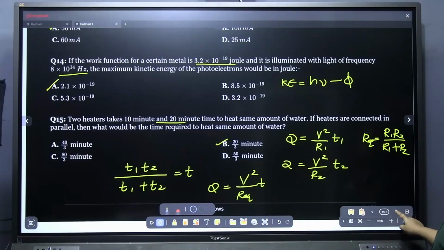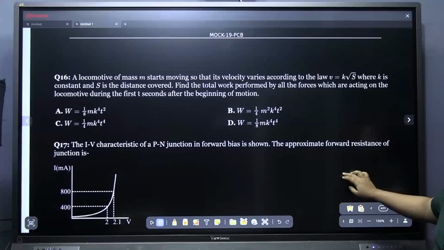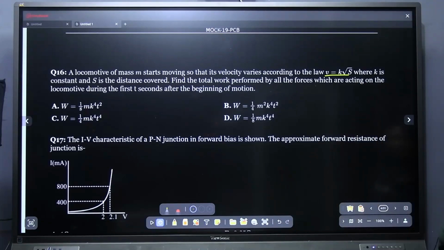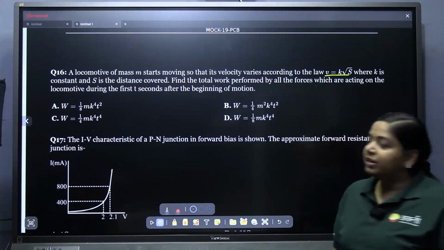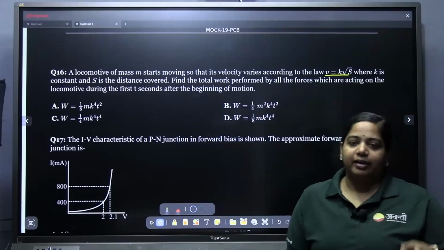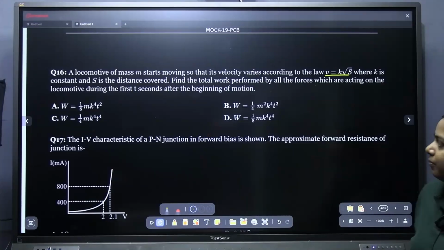Okay, moving on. Next, a locomotive of mass m starts moving so that its velocity varies according to the law V equal to k root s, where k is a constant and s is the distance covered. Find the total work performed by all the forces which are acting on the locomotive during the first t seconds after the beginning of motion. This one is a little complicated, I agree, because directly you won't get what is happening.